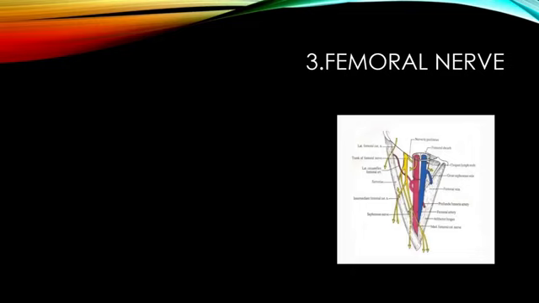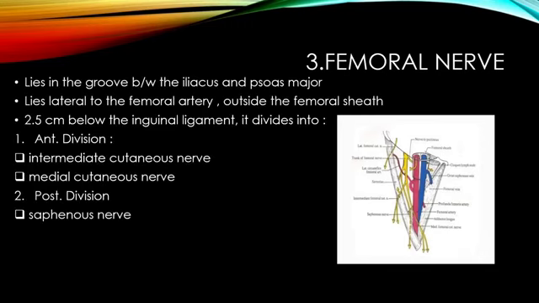Next, we have the femoral nerve. The femoral nerve is located lateral to the femoral vessels, outside the femoral sheath, and it lies in the groove between the iliacus and the psoas major muscle. It lies lateral to the femoral artery, as I mentioned before, outside the femoral sheath, and 2.5 centimeters below the inguinal ligament, it divides into two divisions, the anterior division and the posterior division.